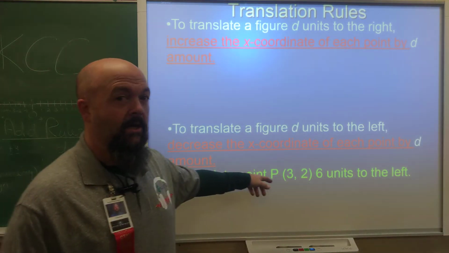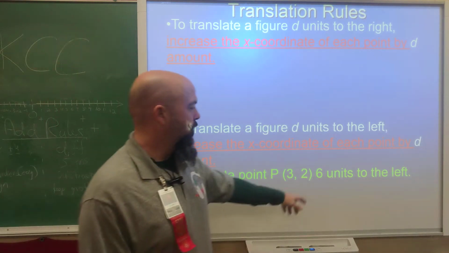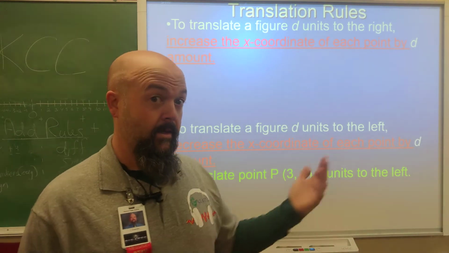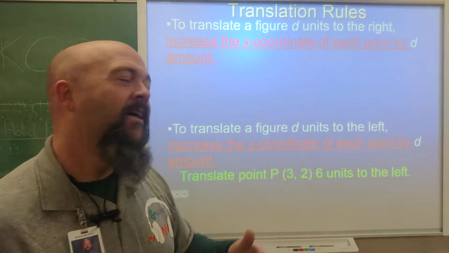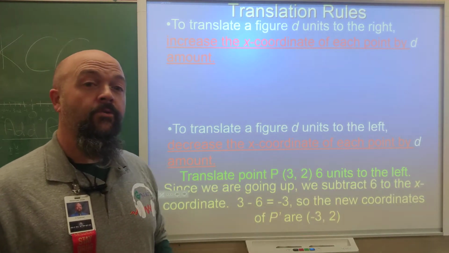Our point, again, P, is at 3, 2 still. This is where it all begins. This time we're going to move it 6 units to the left. It's getting taken away. Again, I'm not going to screen out again. It takes too much time. Anyways, we're going to move 6 units to the left, which means we're going to take that x and do some subtraction.